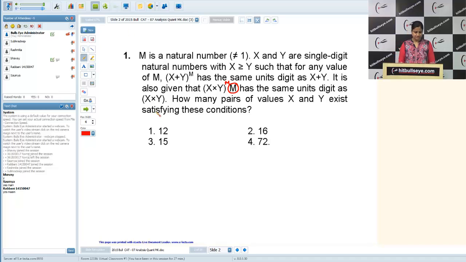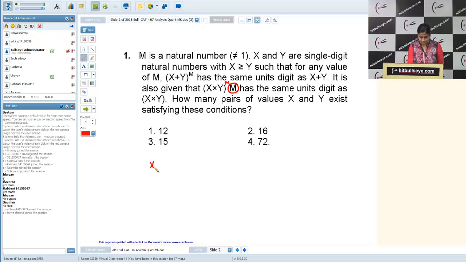Paper was very difficult. So, yes, okay, Bhavya. Let us see. It says x and y are single-digit natural numbers with x more than or equal to y, such that for any value of m, x plus y whole raised to power m has the same unit digit as x plus y. It means if we take any power of x plus y, the unit digit should be same always.